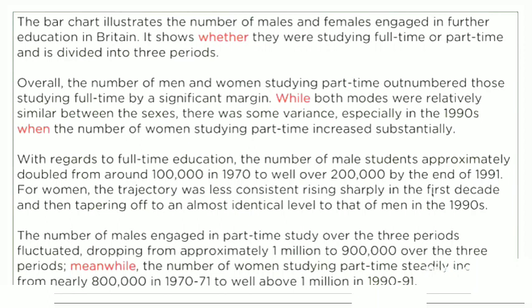Now, coming to the rest of the answer for this chart: overall, the number of men and women studying part-time outnumbered those studying full-time by a significant margin. While both modes were relatively similar between the sexes, there was some variance, especially in the 1990s, when the number of women studying part-time increased substantially.